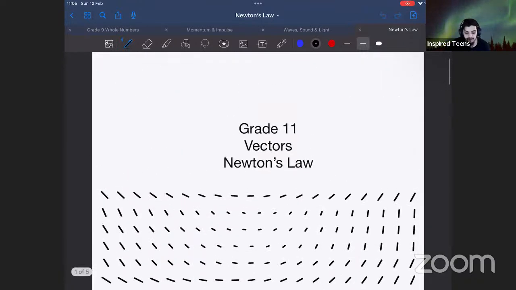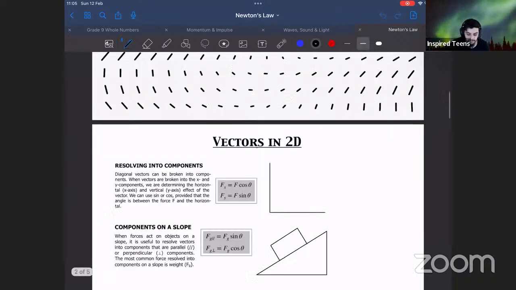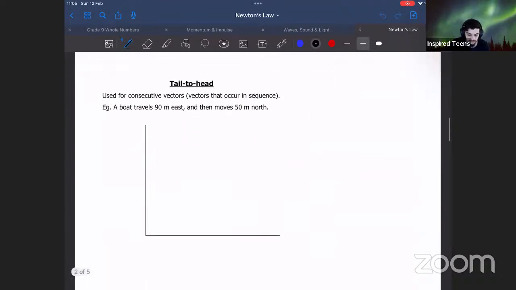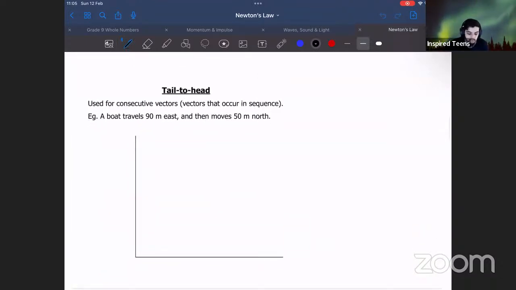Okay, so first we're going to revise vectors, the revision necessary to understand vectors. Then we're going to go into Newton's laws, and hopefully next week we'll get to do some more difficult questions. So let's talk about vectors. The first thing we're going to talk about is the tail to head method, used for consecutive vectors, vectors that occur in sequence.